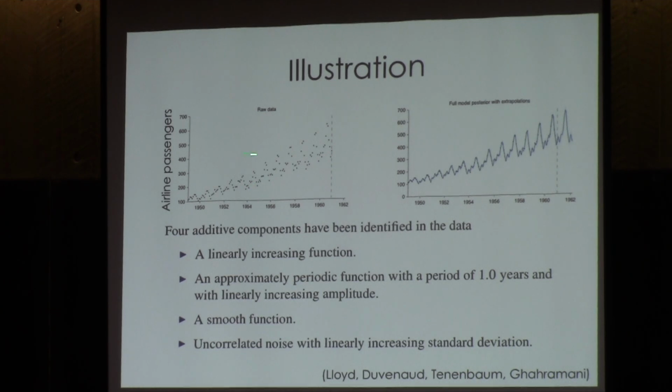So remember, this is the airline passenger data that we were looking at before. If you feed it those data, then it's going to generate a report that says that it has 4 additive components that have been identified. So it's saying that you're summing 4 different kernels: a linearly increasing function, an approximately periodic function with a period of 1 year, and with linearly increasing amplitude. It's smooth and has uncorrelated noise with linearly increasing standard deviation.